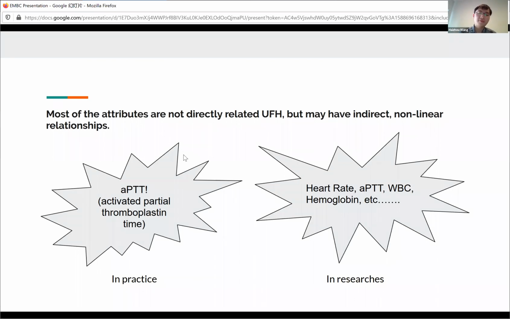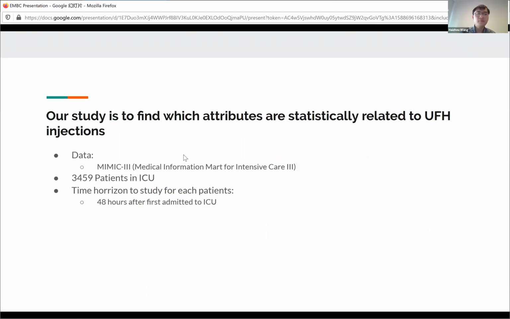However, researchers will focus on heart rate, APTT, white blood cells, hemoglobin, etc. Maybe it's over 20 or 30 attributes. So our study tries to identify which attributes are statistically related to the UFH injection, so we can reduce the number of the attributes.